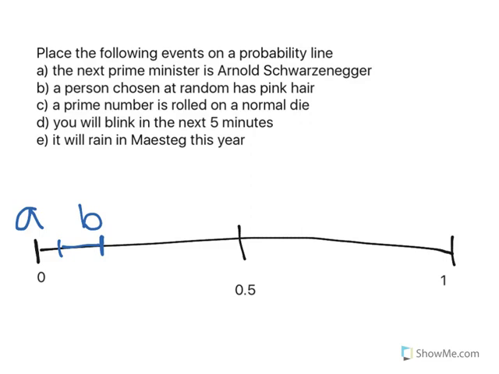Okay, so C, a prime number is rolled on a normal die. Let's just write out the numbers on a die. And which of these are primes? Well, 2 is, 3 is, and 5 is. 1, 4 and 6 aren't. So half of them are prime numbers, half of them aren't, which means that is an even chance that we're going to pick a prime number.